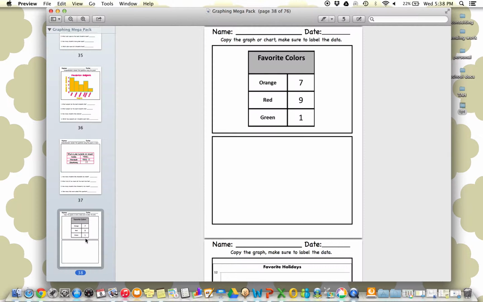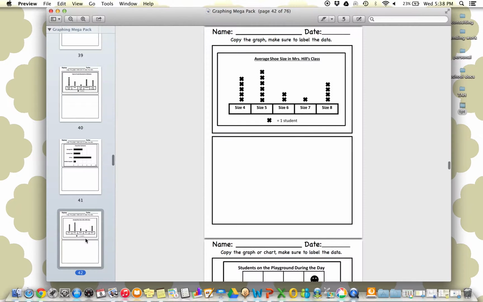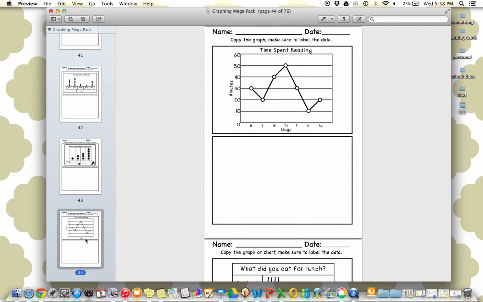This one is just to work on copying the graph or chart. So getting kids familiar with the different components just with a basic copying activity, which is really cool. So a bunch of those.